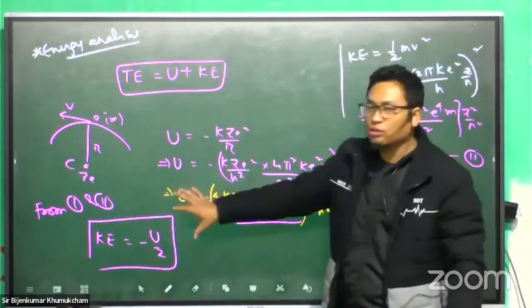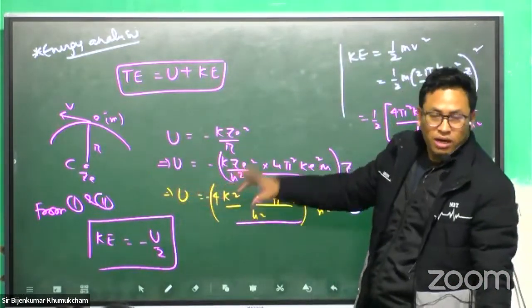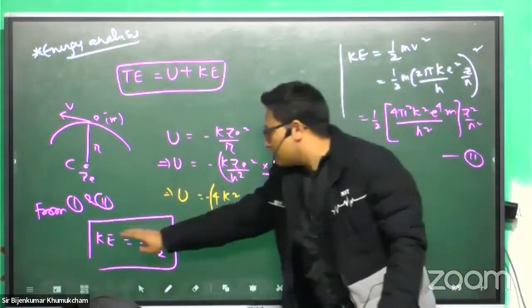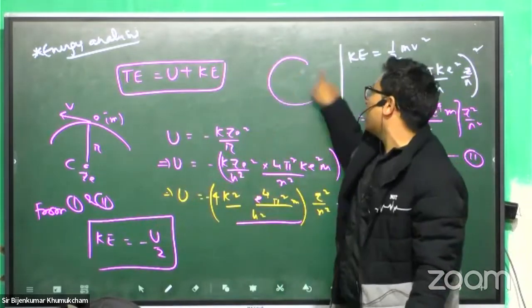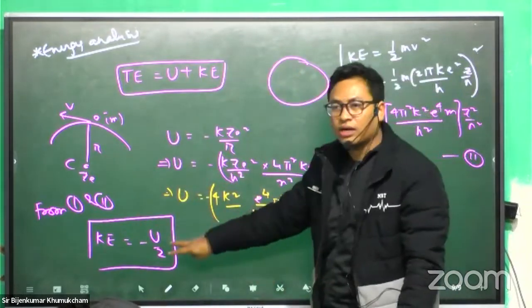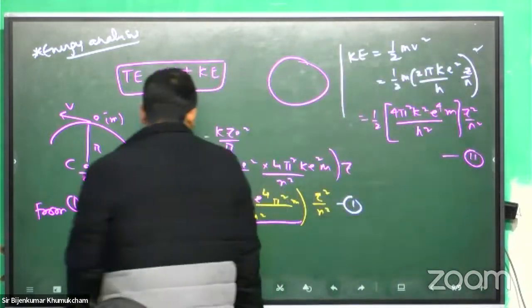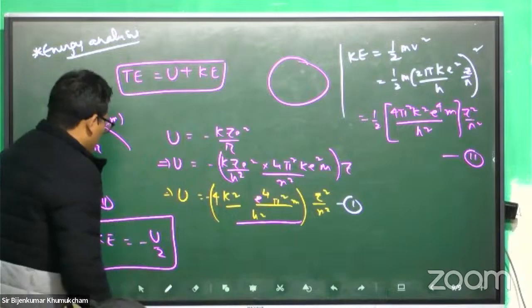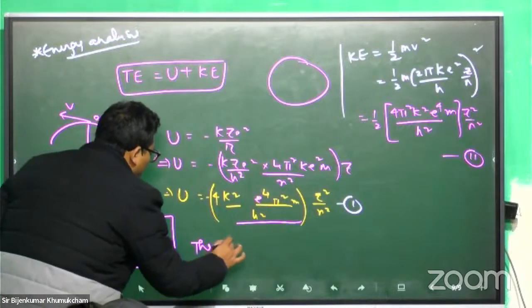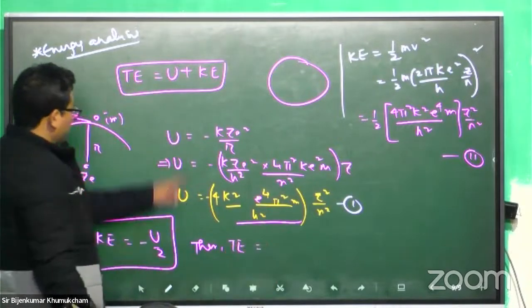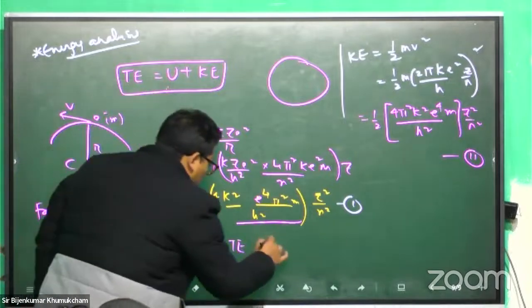So in gravitation, kinetic energy and the potential energy of a particular orbit, this expression is still correct. Kinetic energy equals to minus potential energy by 2. Then what will be the expression of total energy? Total energy is potential energy plus kinetic energy.